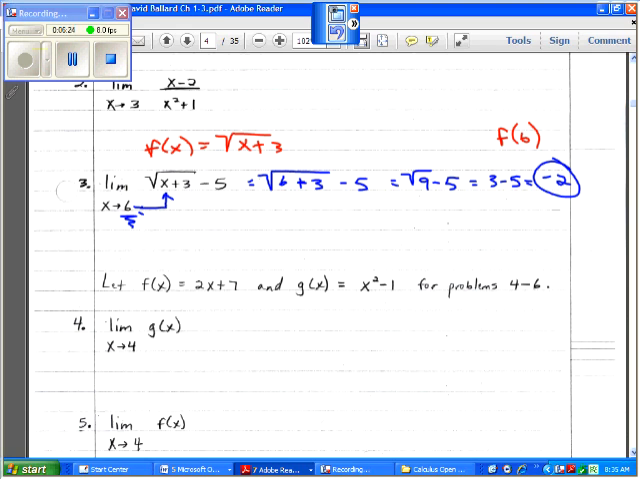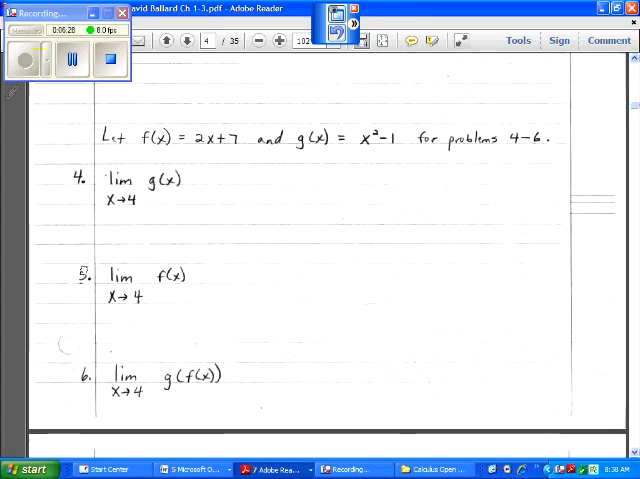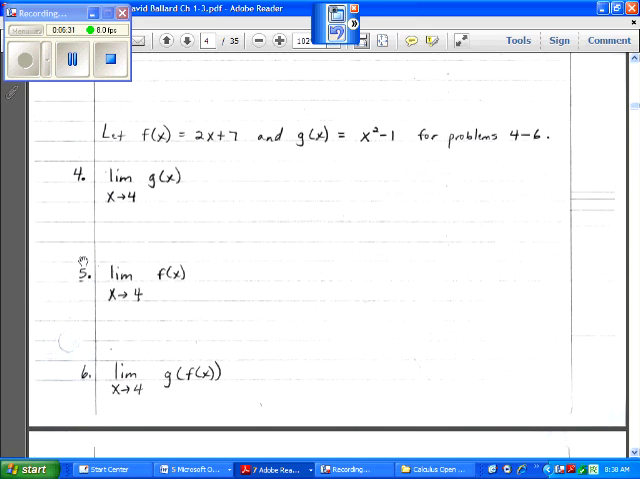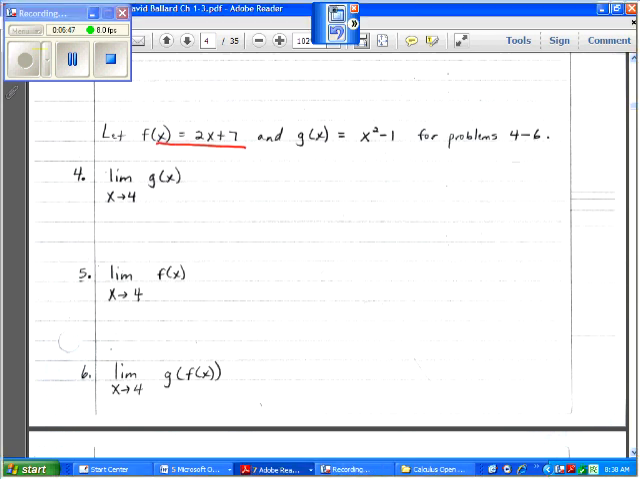So what we're getting now is two functions, and we'll deal with compositions of functions. Let f of x be 2x plus 7 and g of x be x squared minus 1 for these problems. Notice that in f of x, are there any domain limitations for f of x equal to 2x plus 7? Well, for there to be domain limitations, what two things would we check for?